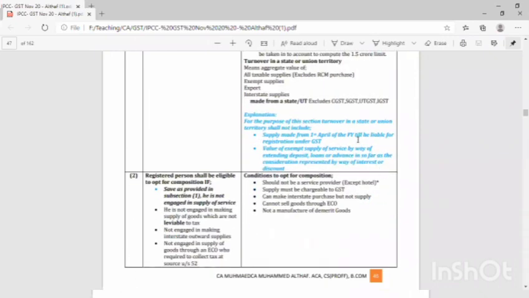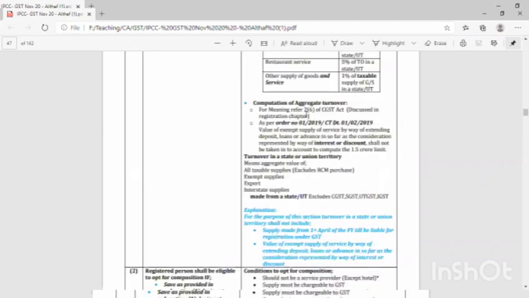Listen, everyone. One amendment is in computing the aggregate turnover. Sorry, not turnover instead. By the way, I'll tell you the difference. Two terms they use in section 10: one is aggregate turnover, and another is turnover in a state. Let's see what these two terms mean. Suppose a person has 2018-19.